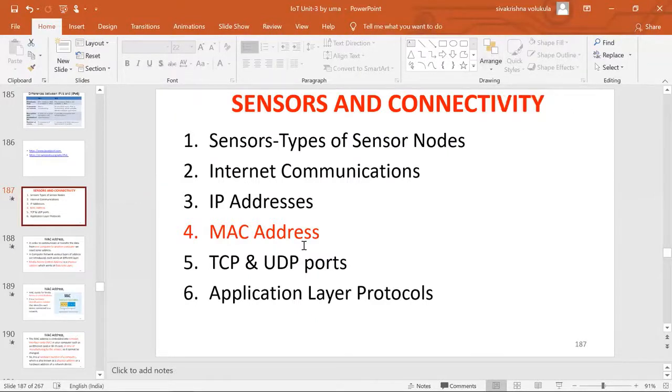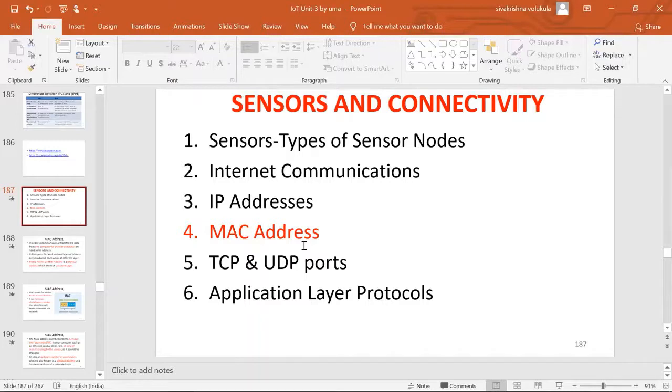In the previous session, you completed sensor types, sensor nodes, categories of sensor nodes, and then coming to internet communication. In the internet communication, you discussed what is the internet protocol, what is TCP, what is UDP, and then converting the domain names to IP address, you will use the domain name system or service DNS.